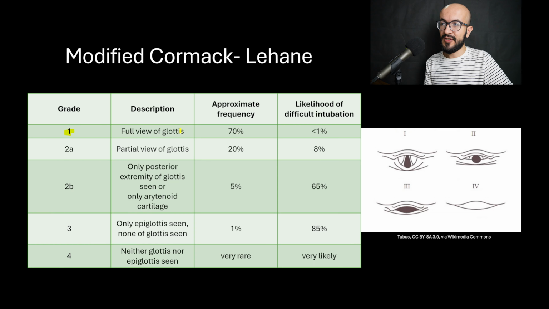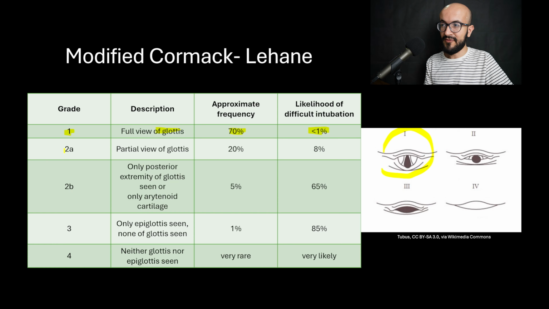In grade 1 you can see a full view of the glottis, as you can see in this picture here, and that is seen in 70% of patients, and the likelihood of difficult intubation in these patients is less than 1%, because you can see the vocal cords, so you can insert the tube directly at them, and it is hard to miss the trachea in this grade.